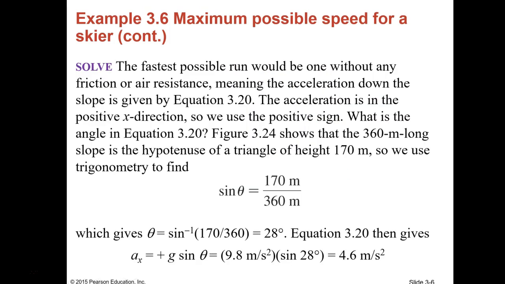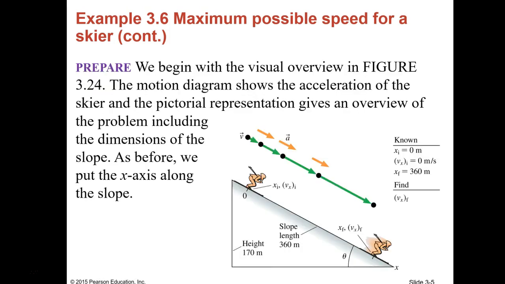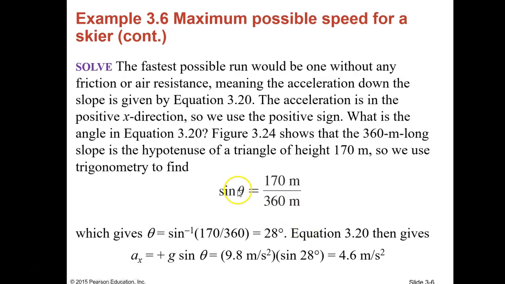Okay, so we're going to use sine, because we know the opposite side and the hypotenuse. So sine of theta equals opposite over hypotenuse, 170 divided by 360. When you do that, theta is equal to the inverse sine of 170 over 360, which is 28 degrees. So we know our angle now.